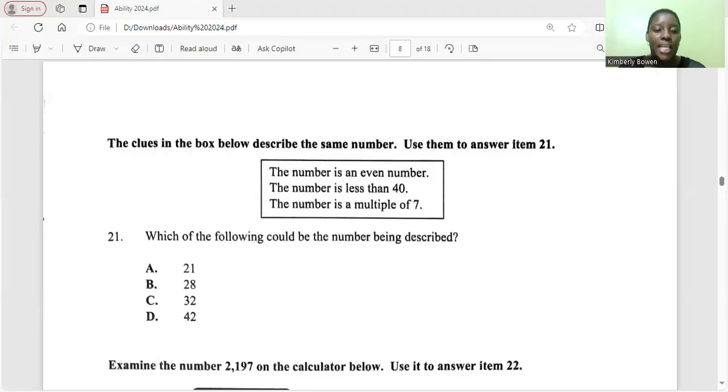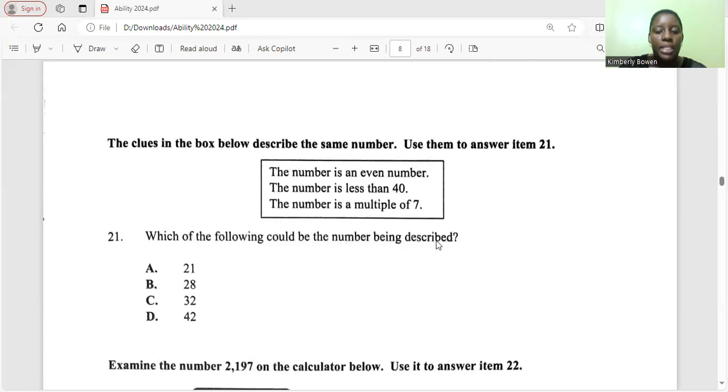So I ended the last video on question 20. Now we are at question 21. I'm just literally overjoyed. Please bear with me. The clues in the box below describe the same number. Use them to answer item 21. Here are the clues. The number is an even number. The number is less than 40. The number is a multiple of 7. Which of the following could the number be?